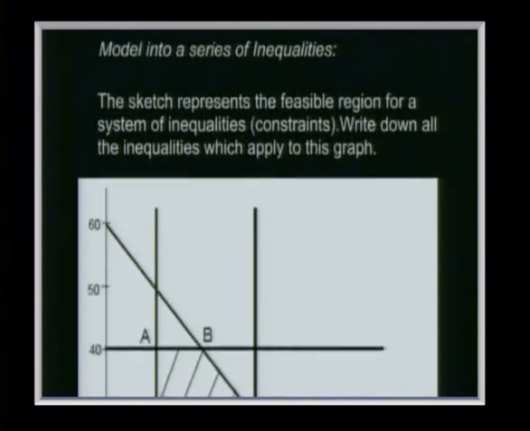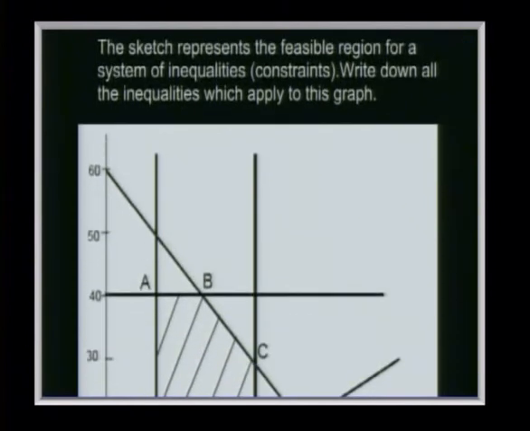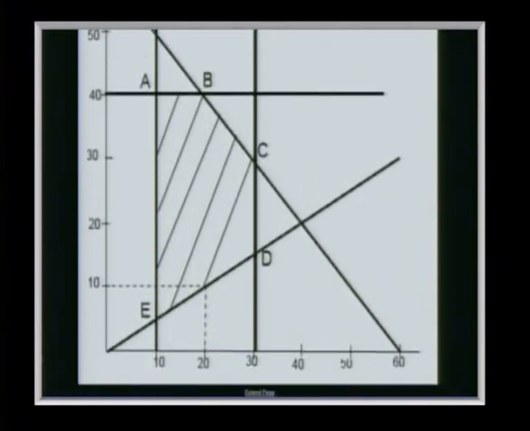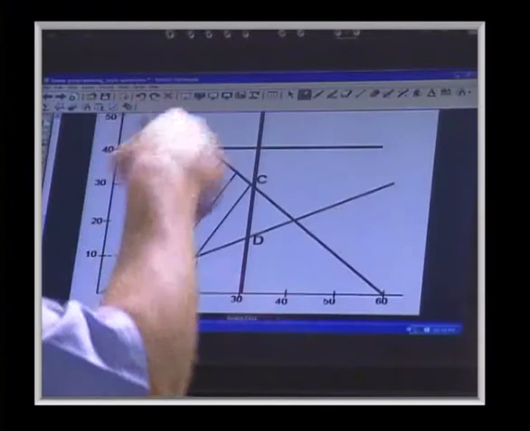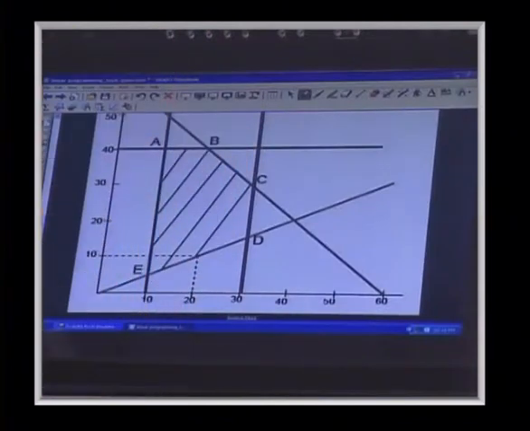Let's look at question 5. The sketch represents the feasible region for a system of inequalities. No storyline here, just tells you exactly what's happening. Write down all the inequalities which apply to this graph. So, what have we got? We've got 1, 2, 3, 4. We've got a whole bunch of constraints.